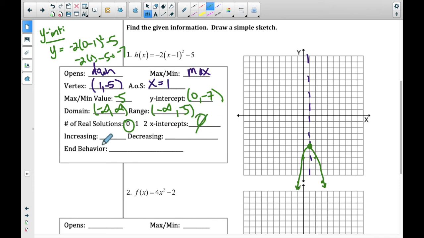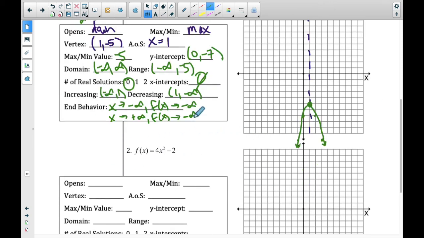Okay, where is it increasing and decreasing? Increasing from negative infinity all the way over to 1, x values. Decreasing from 1 to positive infinity. The end behavior, they both go towards negative infinity. Okay, once again, questions, write down your questions in the margin.